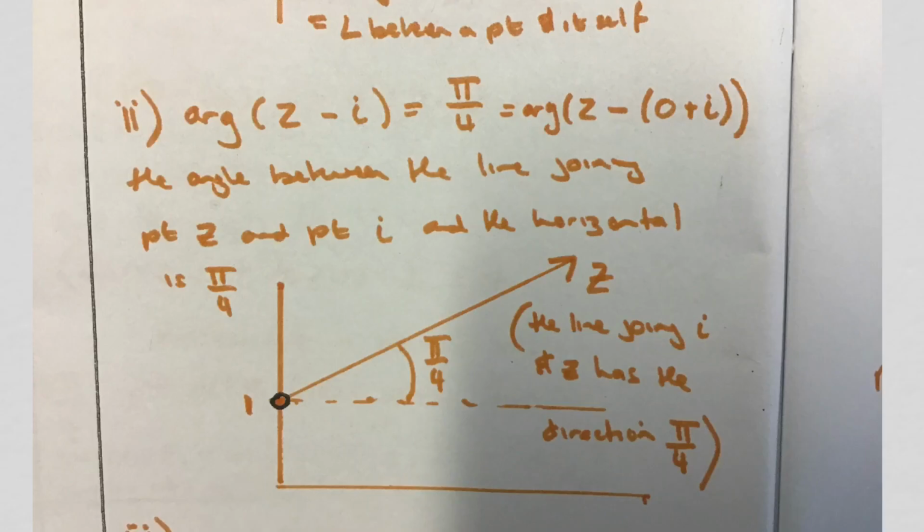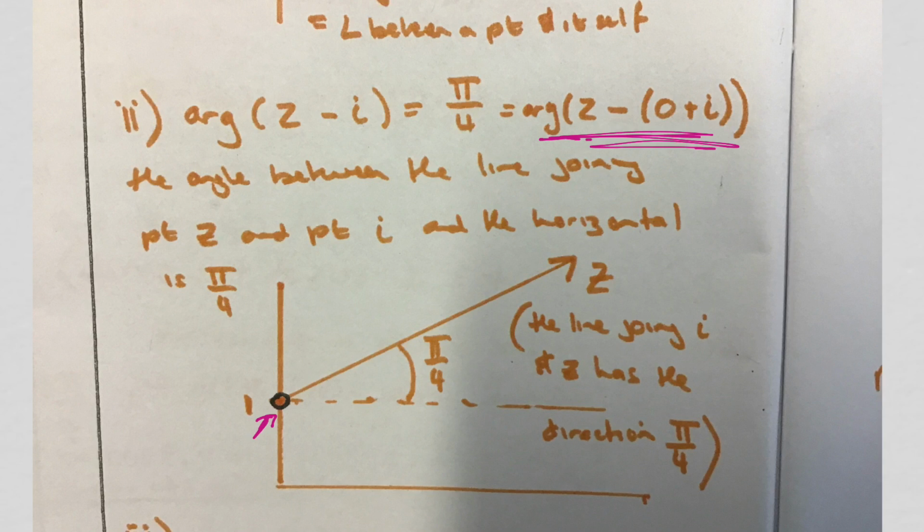The second one over there is saying the angle between the point z and the point i, and the horizontal. So here's the point i, and the point z has to be somewhere along that angle, along that line. And note, you can write it like this. It means literally the angle between the line joining the point z and the point i, and the horizontal is pi over 4. So then you have that diagram there.